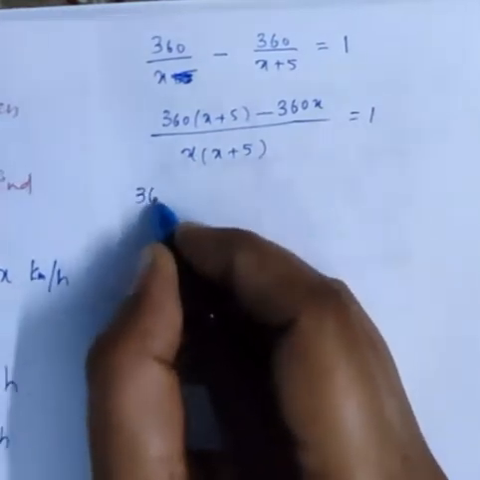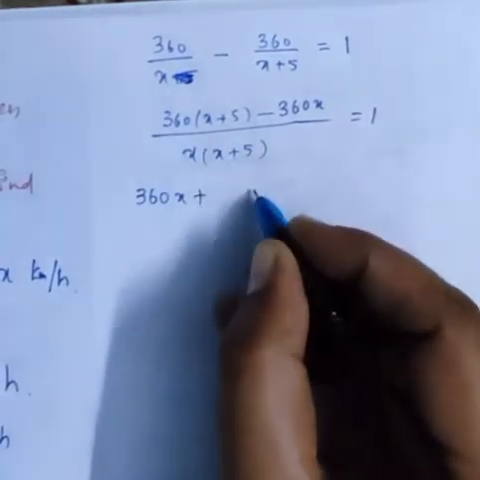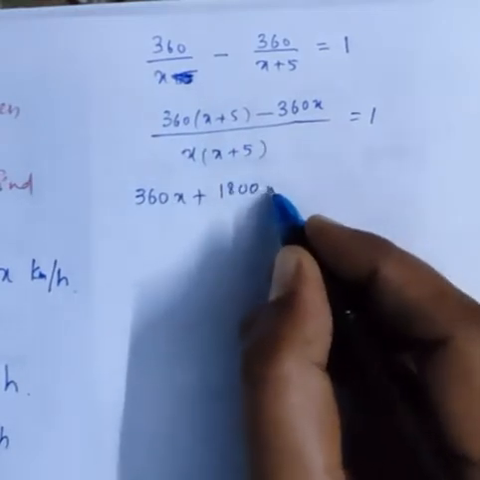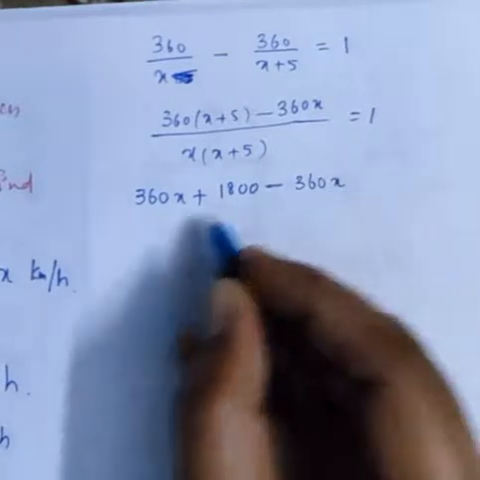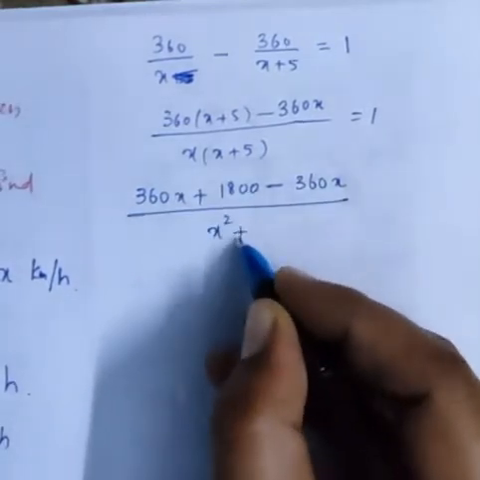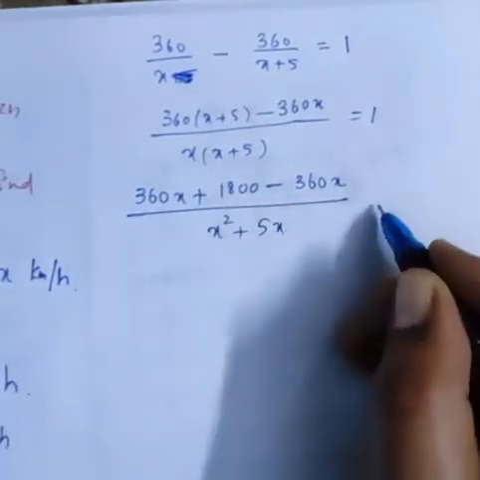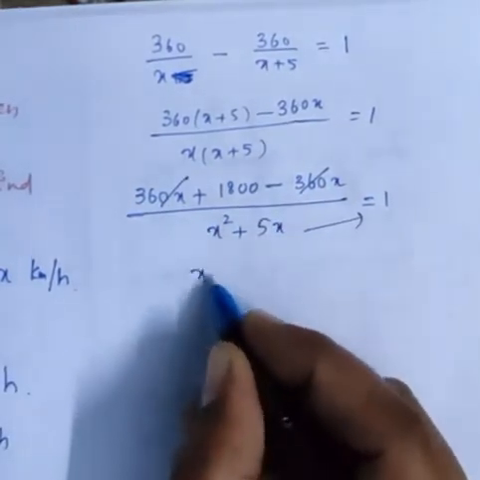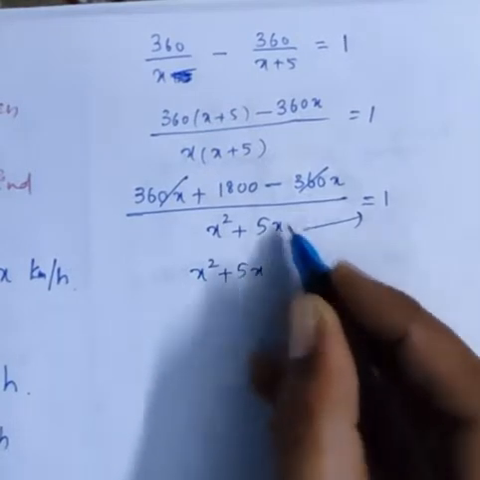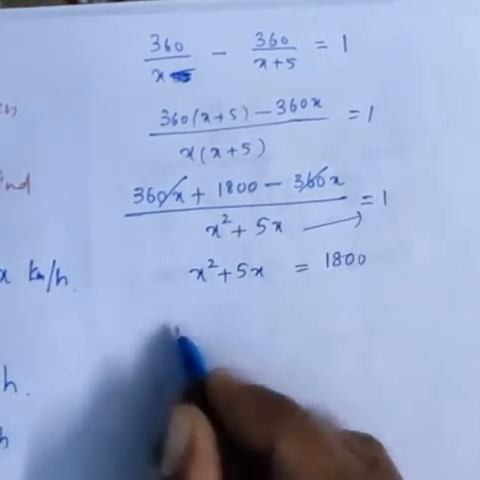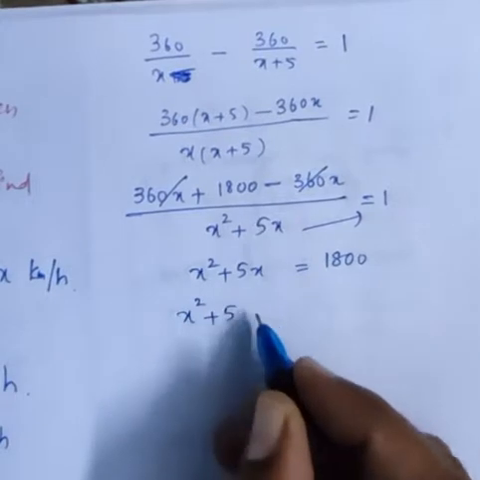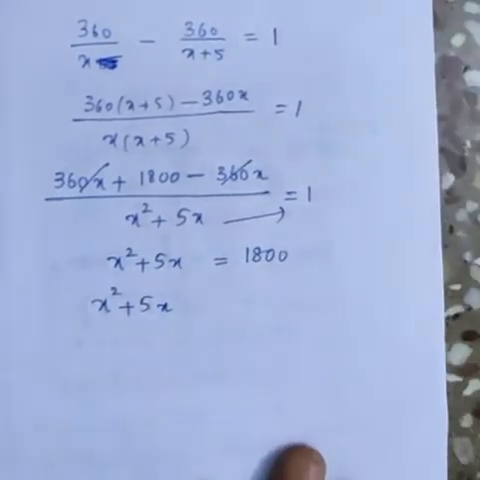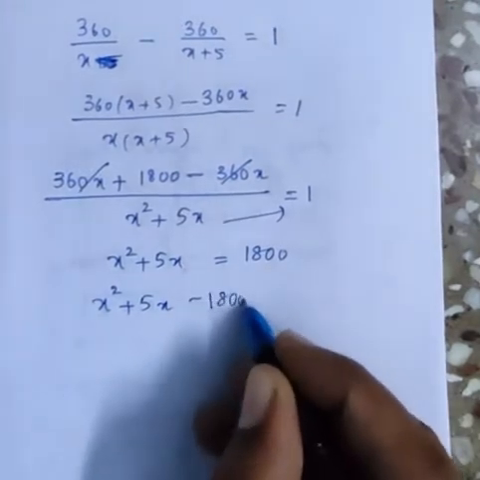So now 360 into x is 360x, plus 5 times 360 is 1800, minus 360x, by x into x, x square, x into 5, 5x, which is equal to 1. So these two you can cancel. Now just cross multiply, and I'll write that one here first, which is equal to 1800. So now x square plus 5x, and this one will shift it. So what we are going to get here? Minus 1800 is equal to 0.